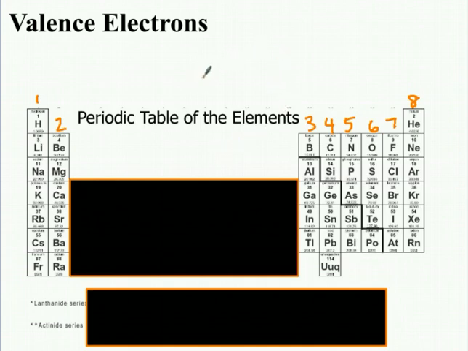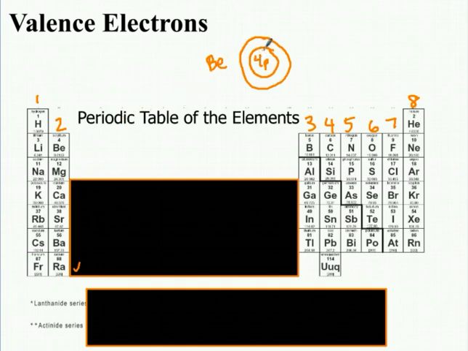Let me give you some proof that this is really correct. I'm going to show you two of them, and I'm going to draw it out. So here's beryllium. Beryllium has 4 protons, right? It's on the second row, so it has 2 rings. So I'm going to draw 2 rings. And since it has 4 protons, it also has 4 electrons.